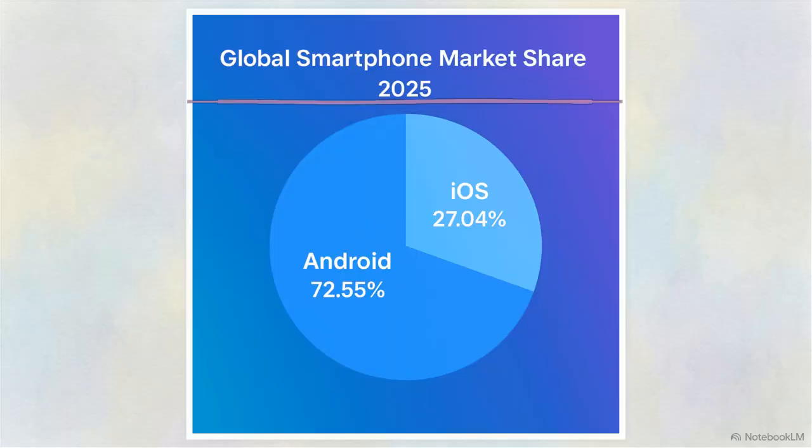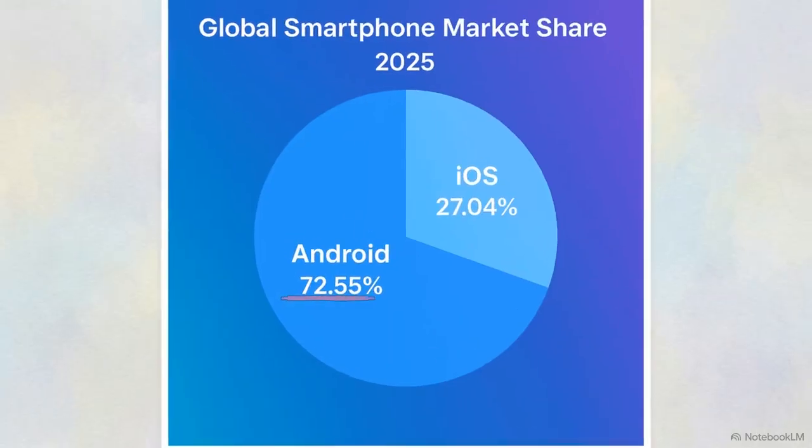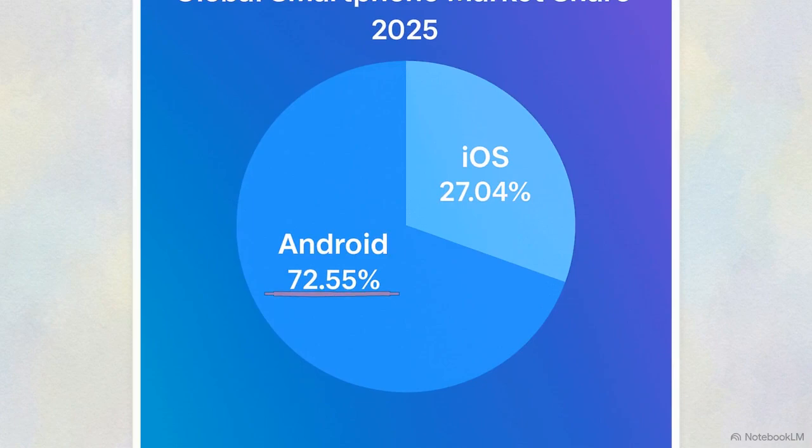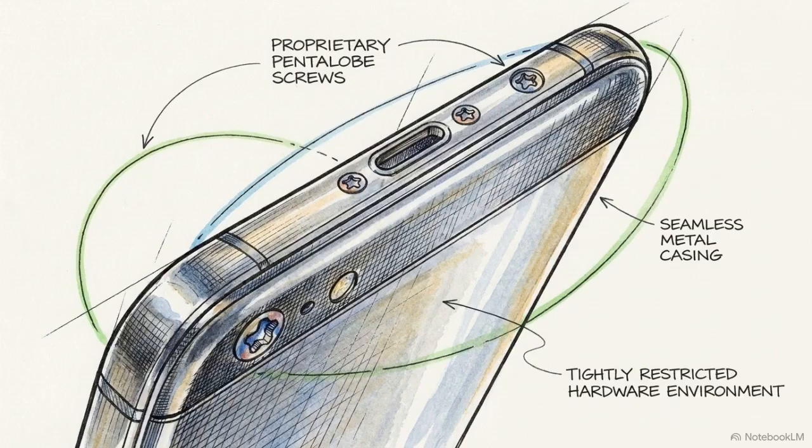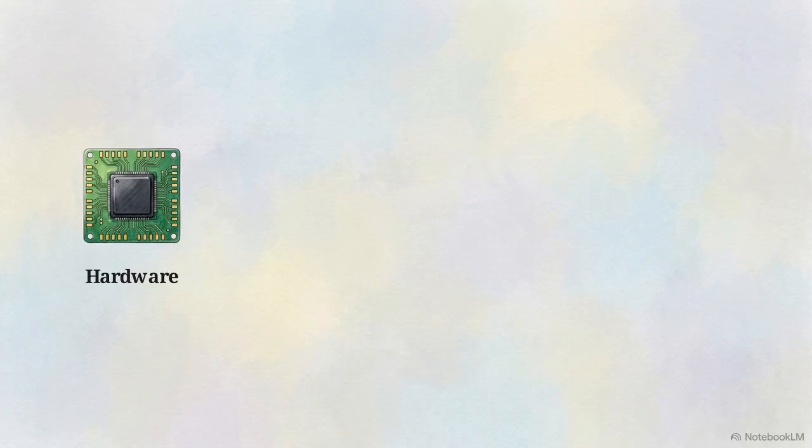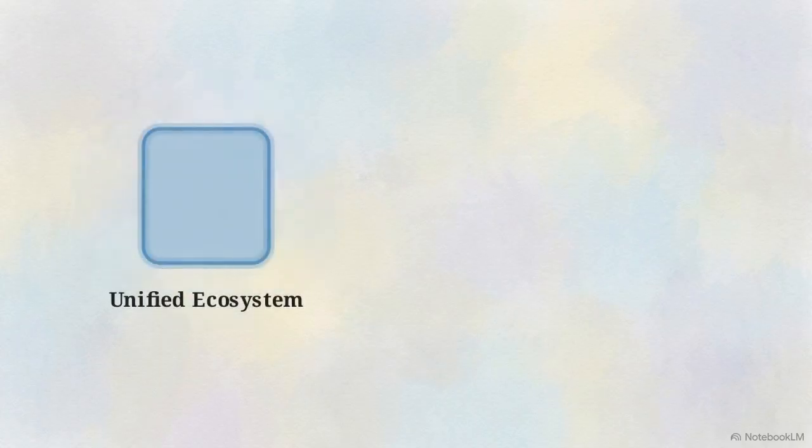This pie chart shows the projected global smartphone market share for 2025. You can see Android holding a massive 72.5% of the market, leaving Apple's iOS with roughly 27%. Apple achieves its slice of the pie through strict control. They build the iPhone hardware, and they write the iOS software that runs on it. The two are inextricably linked, designed specifically for one another.